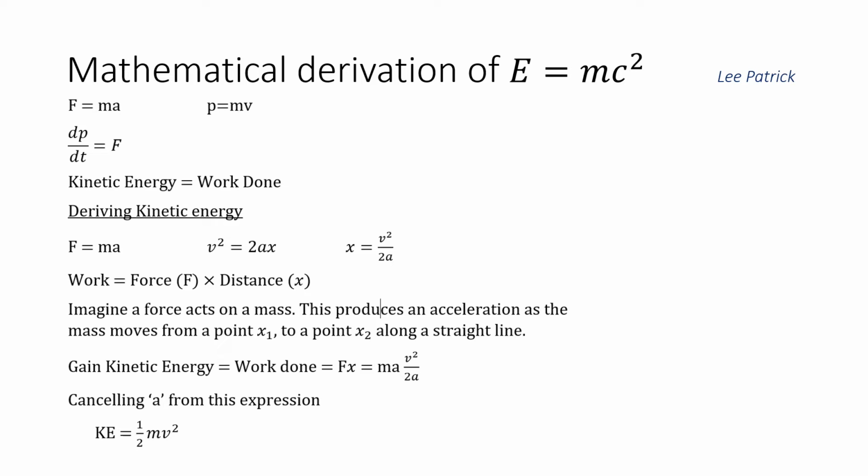So work equals force times distance. Now imagine a force acts on a mass and this produces an acceleration as the mass moves from a point x1 to a point x2 along a straight line. So we can say that the gain in kinetic energy is equal to the work done, which is Fx. Representing F as ma and x as v squared over 2a, we can say that Fx equals ma multiplied by v squared over 2a. Cancelling a from this expression, we arrive at kinetic energy equal to half mass times velocity squared.